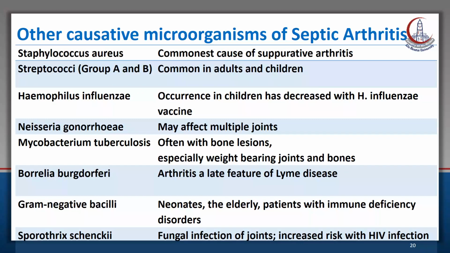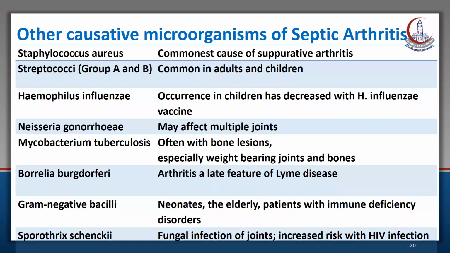Other causative microorganisms of septic arthritis, as we said, Staphylococcus aureus is the commonest cause of septic arthritis. Streptococci, group A or group B streptococci, common in adults and children. Haemophilus influenzae occurs in children, but nowadays it has decreased with the presence of the Haemophilus influenzae vaccine. Neisseria gonorrhoeae may affect multiple joints. It's common in sexually active adults.